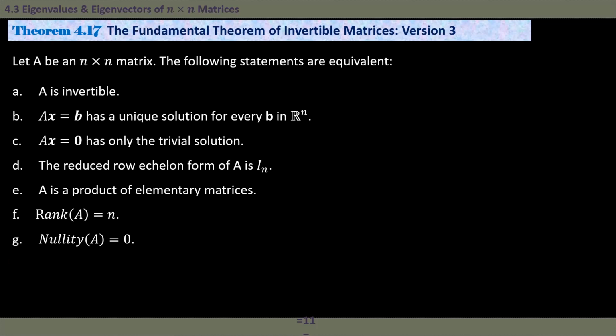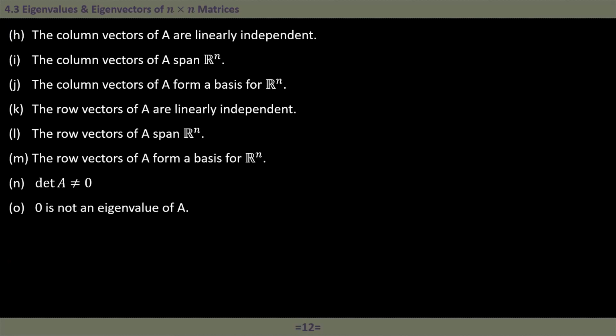AX equals B has a unique solution for every B in Rm. AX equals 0 has only the trivial solution, which means the only solution is the zero solution. The reduced echelon form of A is I_n. A is a product of elementary matrices. We actually did this in the first part, in version 1. And in version 2, we added these things. Then the rank of A is equal to n. We already proved this. And the nullity of A is equal to 0.